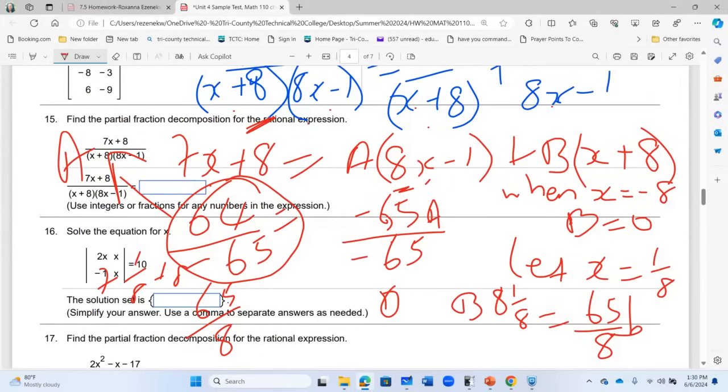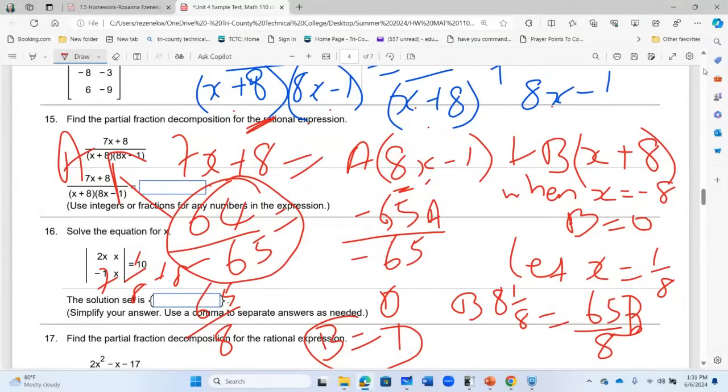Divide both sides by 65 over 8. So B is going to be 1. If I divide both sides by 65 over 8, I have B is equal to 1. So now I will rewrite the partial fraction. I've got the value of A to be negative 64 over 65, and the value of B to be 1.